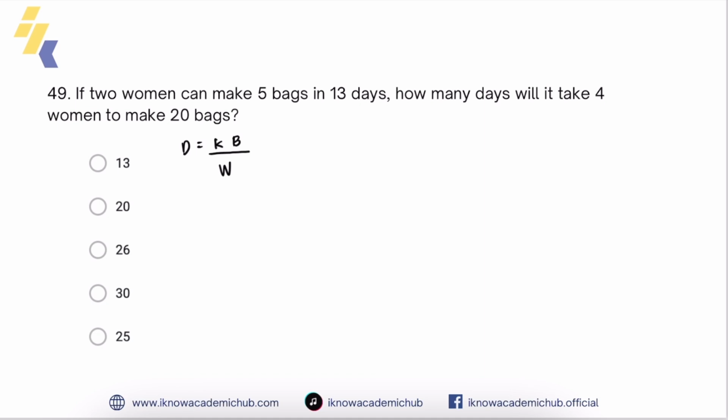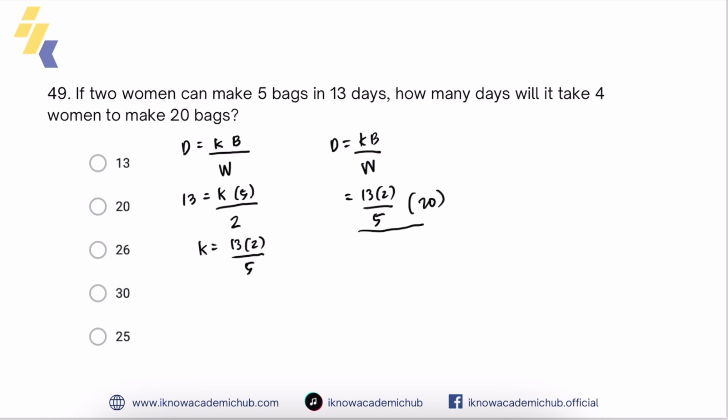And 13 days, so we have here 13 equals K, the constant of variation. Bags, that is 5 over women is 2. Now K is just equal to 13 times 2 over 5. That's our constant of variation. Now we have 4 women to make 20 bags, and we are looking for the number of days. So that is K is 13 times 2 over 5. Number of bags is 20 over number of women is 4.